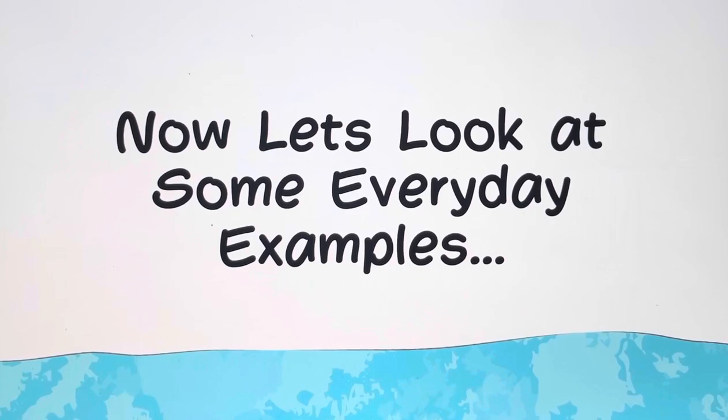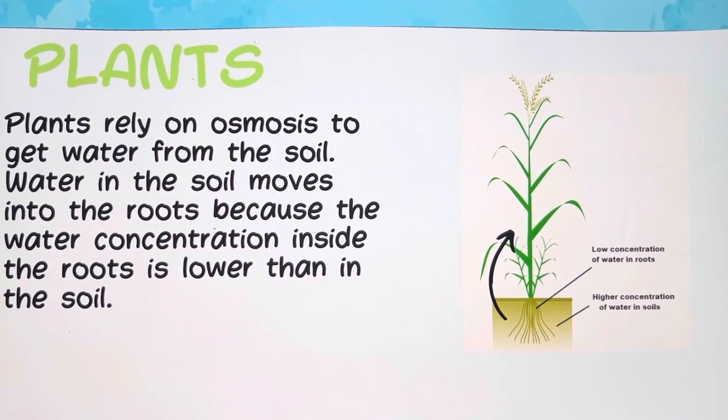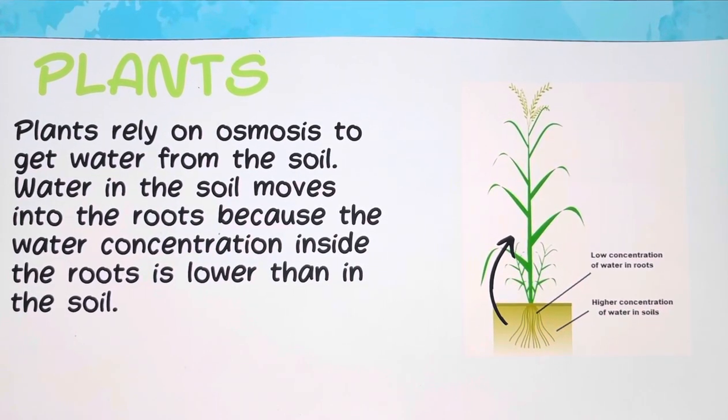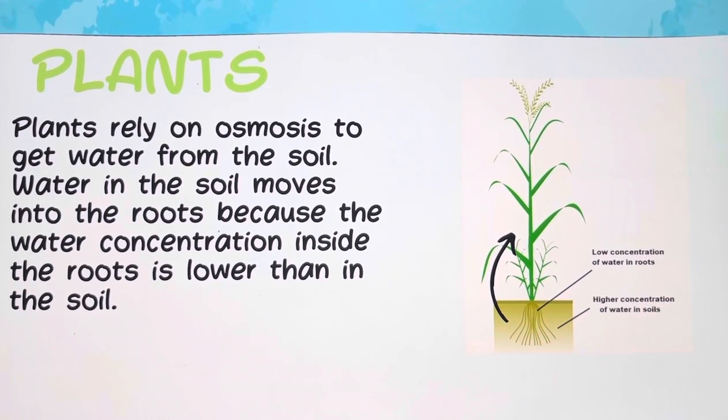Some examples are plants. Plants rely on osmosis to get water from the soil. Water in the soil moves into the roots because the water concentration inside is lower than the soil.